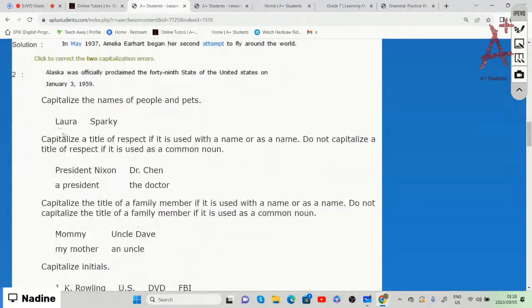All right. Alaska was officially proclaimed the 49th state of the United States on January 3. We need to click to correct the two capitalization errors. Alaska was officially proclaimed the 49th state of the United States on January 3.